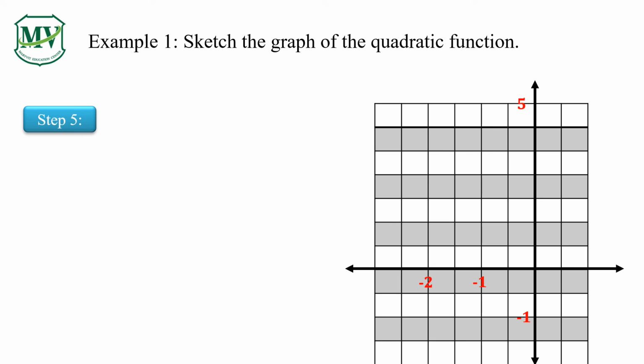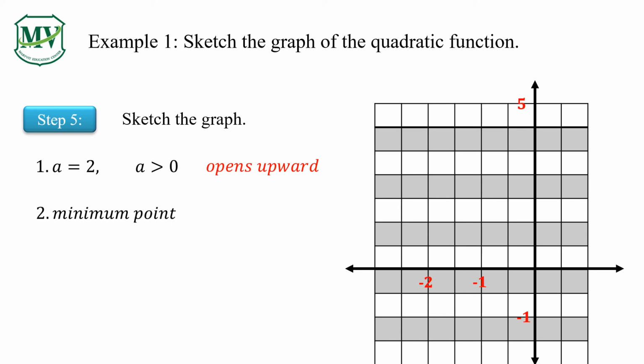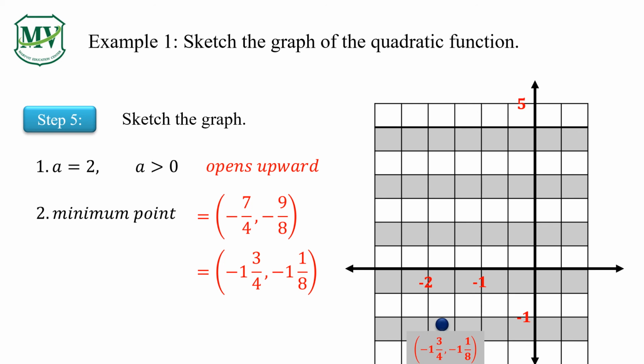Step number 5. Sketch the graph of the quadratic function. Since a is greater than 0, the graph of the quadratic function opens upward. To sketch the graph, let's start plotting the minimum point. The minimum point is (−7/4, −9/8), or negative 1 and 3/4 and negative 1 and 1 over 8. This is where the minimum point is.